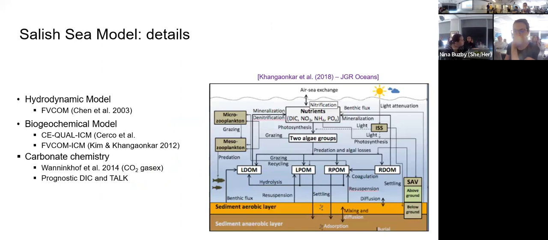That's some time. This is a slide that's intended to say, hey, we have a biogeochemical model. It's a little bit complicated. The important thing is that we're just modeling DIC and alkalinity and everything that goes into that.